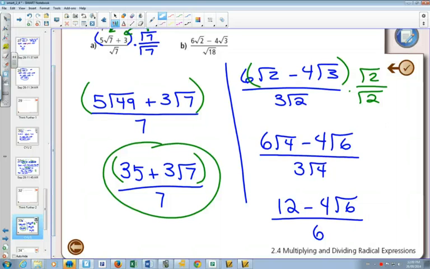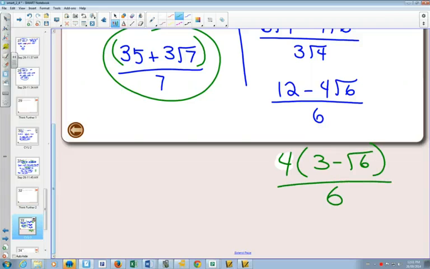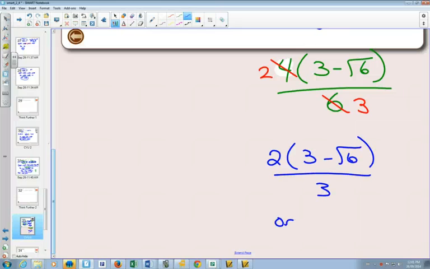We are not quite done yet, because sometimes you can factor something out of the top. Can you see that there is a 4 that can be factored out of the two things on top? Then I can write this as 4 times 3 minus root 6 all over 6. And now I can simplify my fraction. 4 over 6 can simplify to 2/3. And my final answer, I can either write it like this in factored form, or I could distribute it out and write it like that.